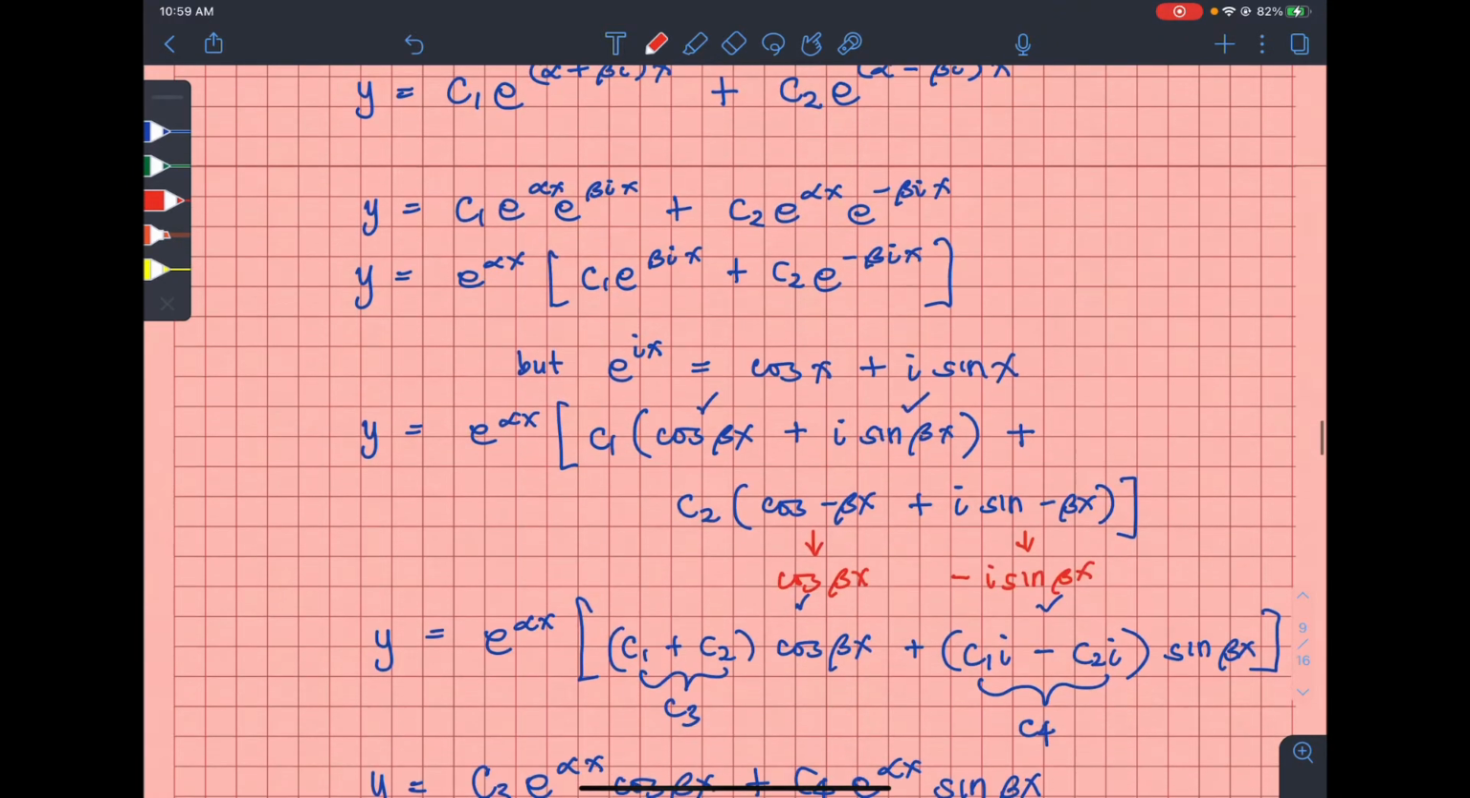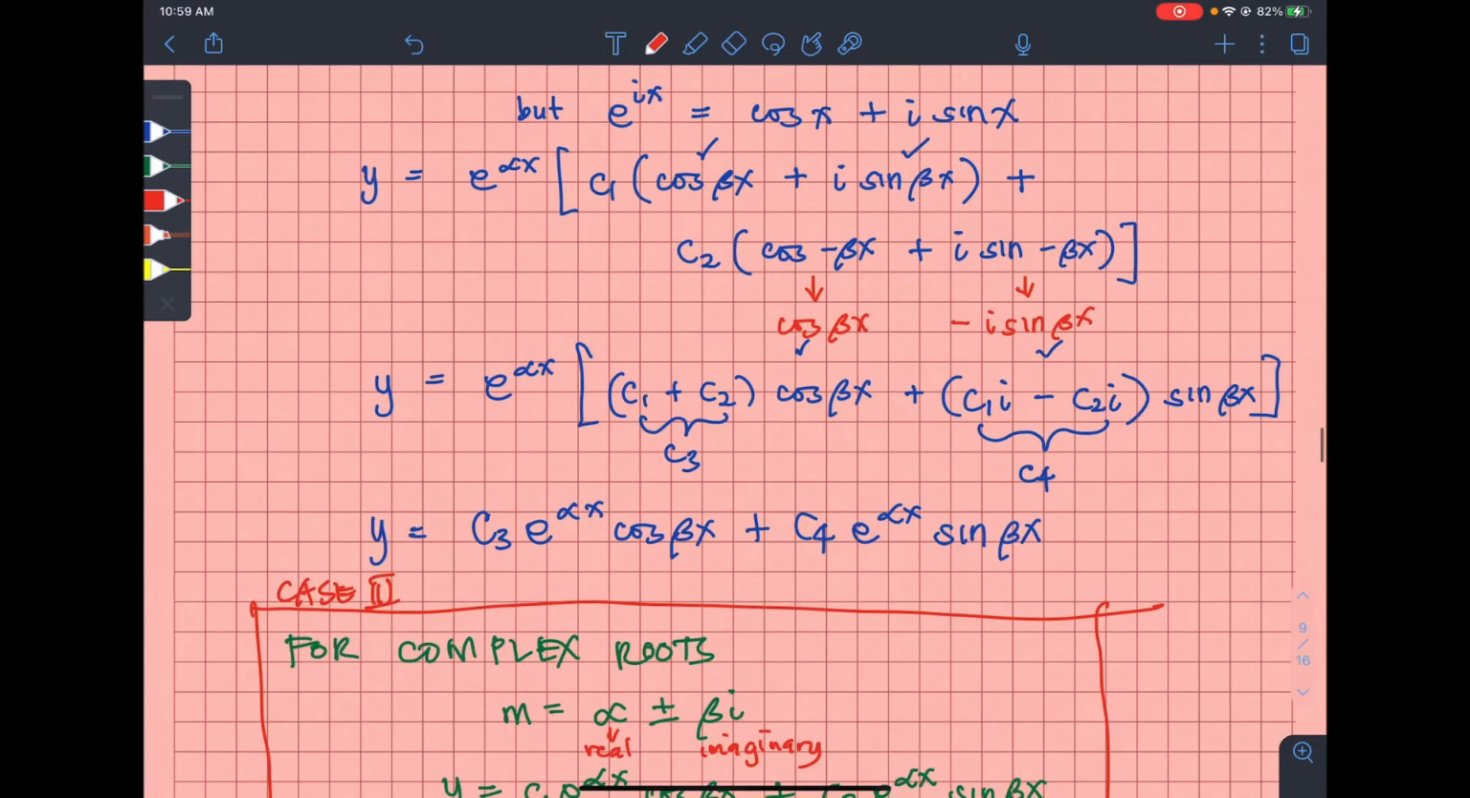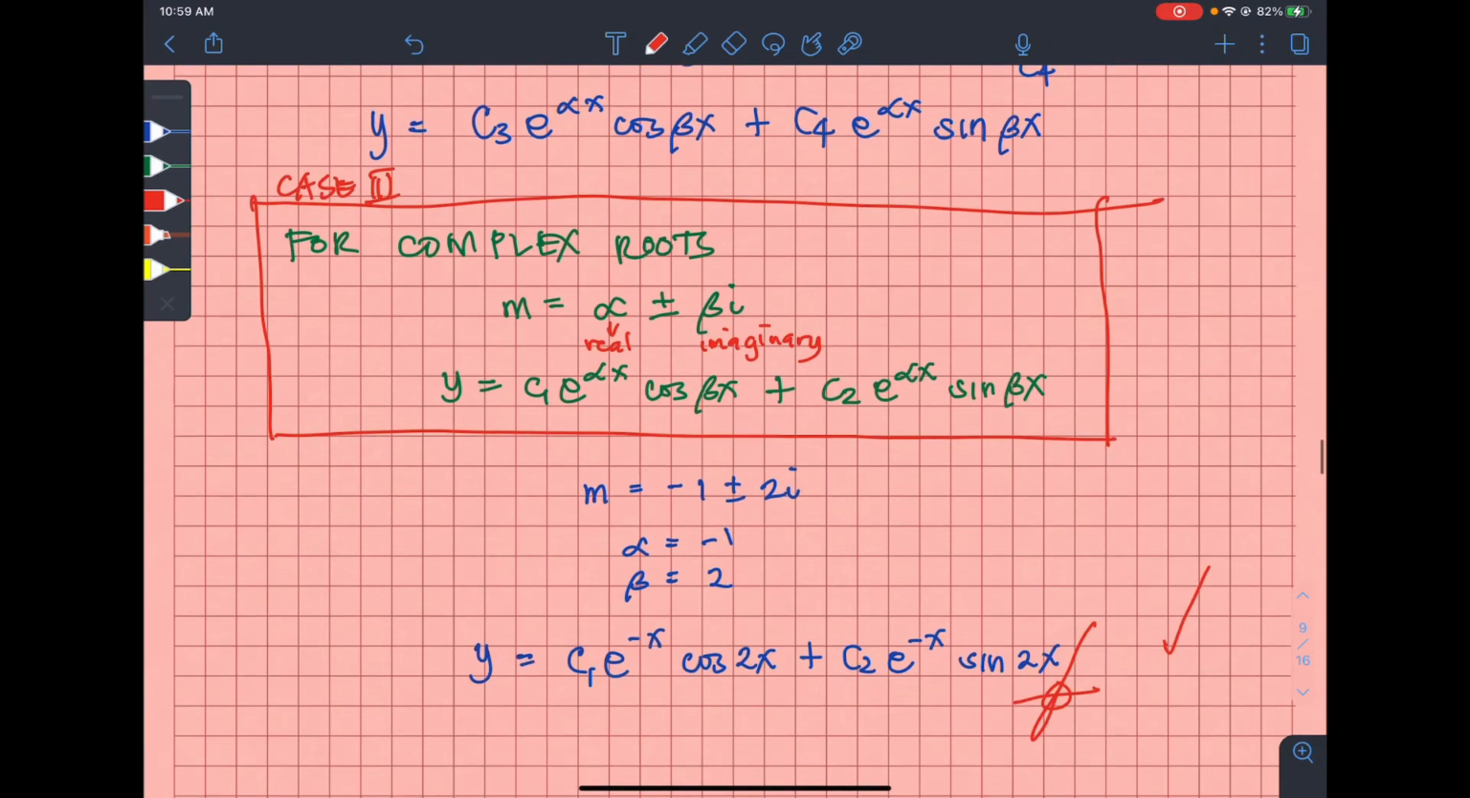So this is just the derivation. Just follow it if you want to determine how it was derived. But on how to use the formula, it's just as simple as this. Once you know the roots, at this given format, you have to determine which is alpha and which is beta. So alpha could be positive or negative, but beta is always positive. That is why if we have negative 1 plus or minus 2i, then alpha is negative 1 and beta is 2. So just substitute it into our formula.